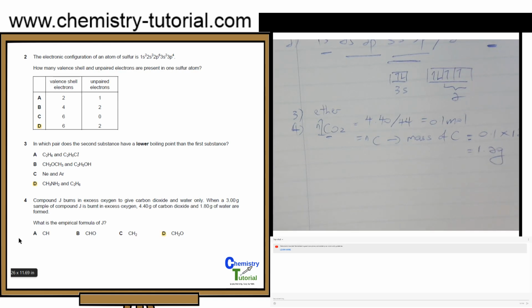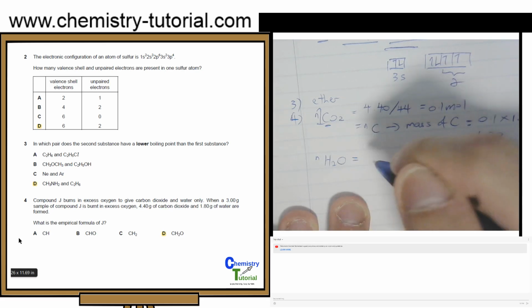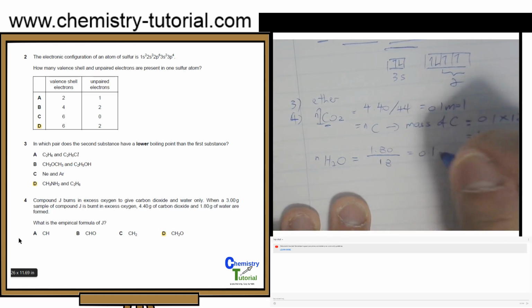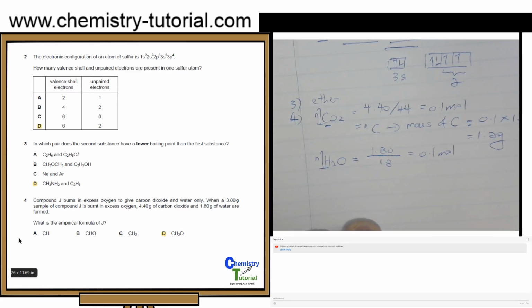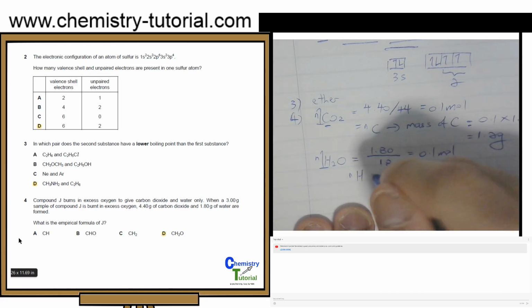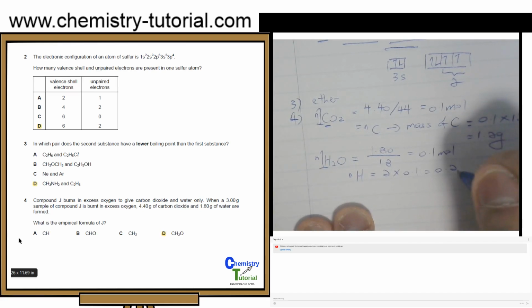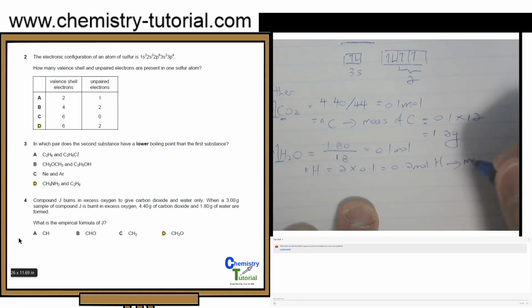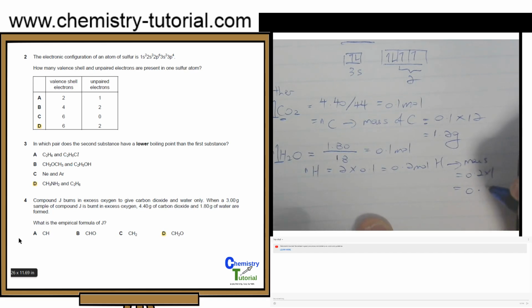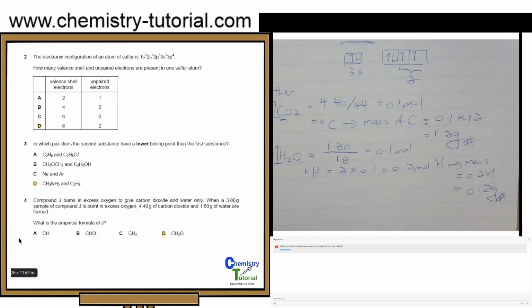We'll do the same thing for water. So the number of moles of H2O is 1.8 grams over the MR of water, which is 18. And we'll have 0.1 moles of H2O. Now, 1 mole of H2O will give you 2 moles of hydrogen atoms. Hence, the number of moles of hydrogen in this case will be 2 times 0.1, to give us 0.2 moles of the hydrogen atoms. To find the mass, you just multiply by the AR of hydrogen, which is 1. Hence, the mass will just be 0.2 times 1 to give you 0.2 grams of hydrogen. So 0.2 grams of hydrogen present in compound J and 1.2 grams of carbon present in compound J.